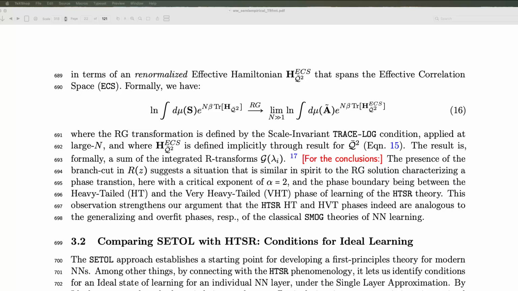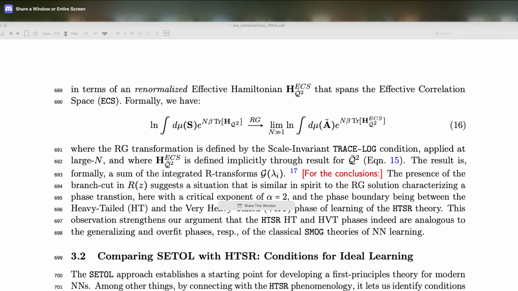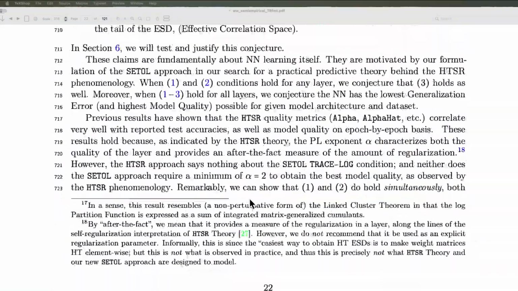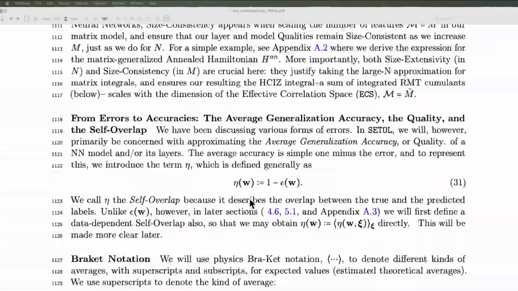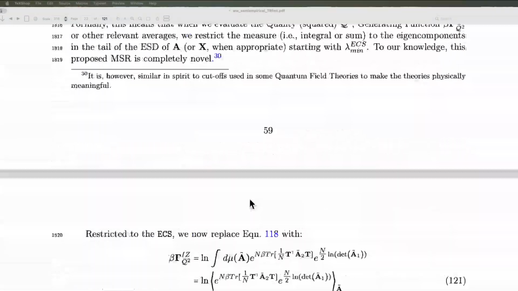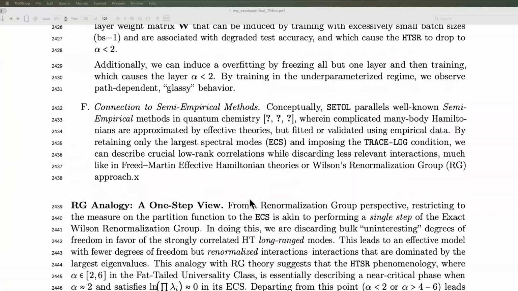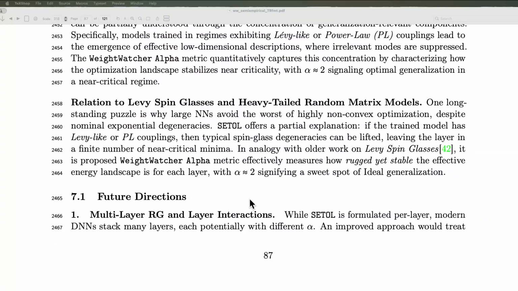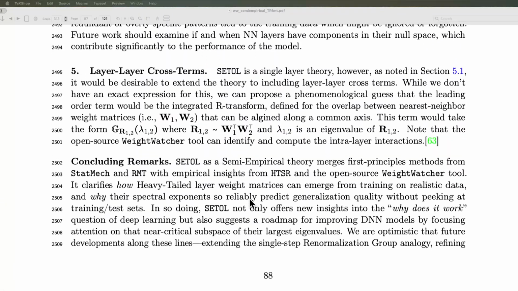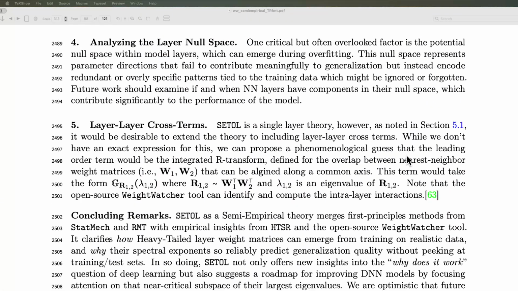In the paper, I do suggest it in the end. So in the conclusions, I think Mahoney might be the only one who got to read the whole paper. I forced him to read it so many times. In the conclusions, I talk about the layer cross terms.